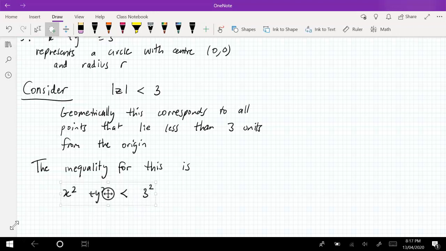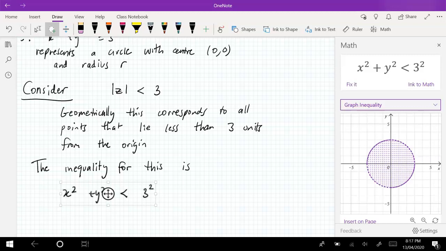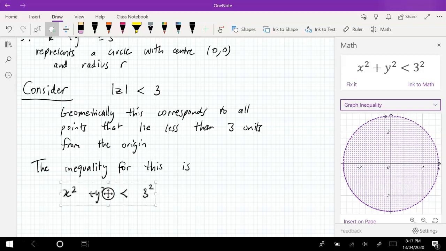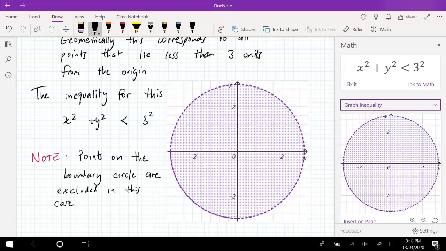Now graphing that, again using our OneNote built-in math mode, we graph the inequality. If we enlarge that slightly, we see we get a circle of radius 3 where all of the points within the circle are shaded. Note that the circle itself is not included, so it's shown as a dashed line, which confirms the fact that it's less than 3. In other words, points on the boundary of the circle are excluded in this case.